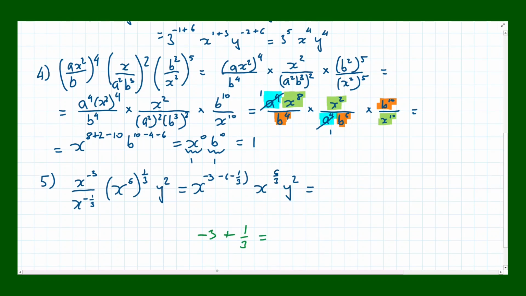Now, how do we add a negative whole number and a fraction together? We have to make the whole number have the same denominator. So we have to express negative 3 as thirds. Well, what cancels down to negative 3 when you divide by 3? Well, that's negative 9. So negative 3 is equivalent to negative 9 over 3 plus 1/3. That's going to give me negative 8/3 altogether. So we can replace x's power in the first term with negative 8/3.